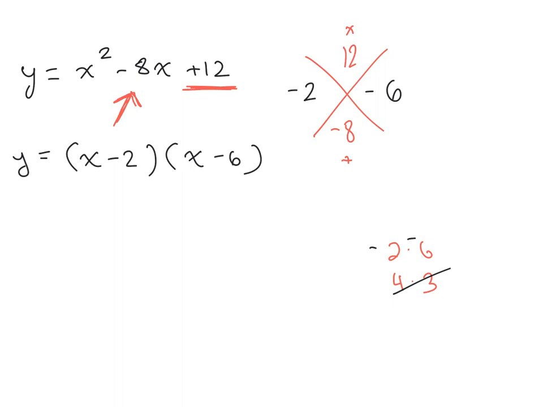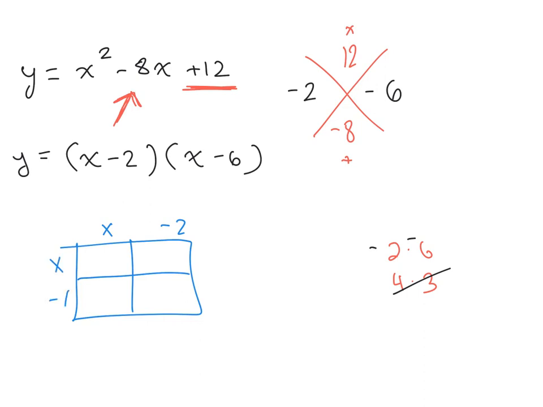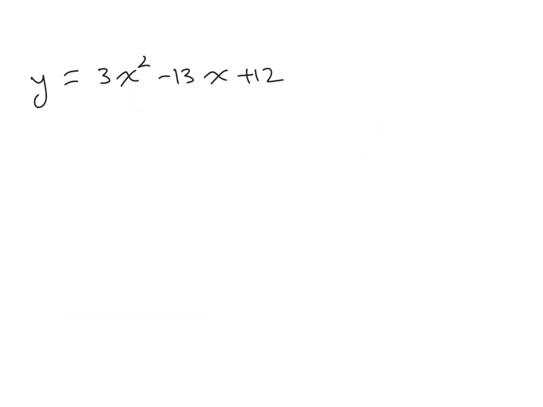Now, if you want to check your answer, remember, you can always go back the other way and actually multiply out these binomials. And if you do that, you should get x squared minus 8x plus 12. And that's how you know you were correct. Okay, now let's move on. Let's look at a second example where the factoring is a little bit more tricky.